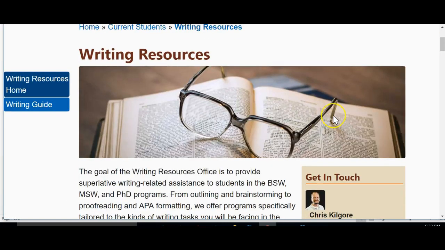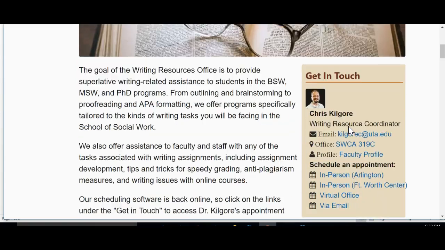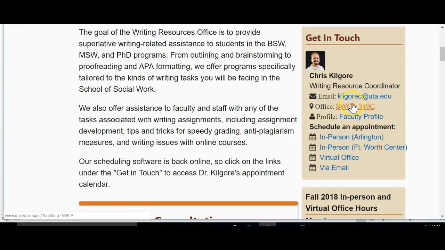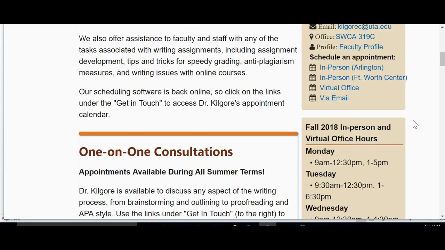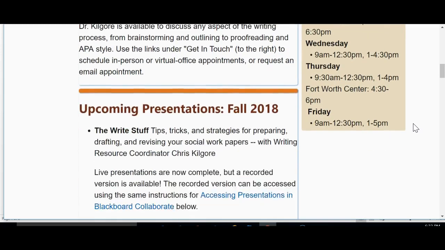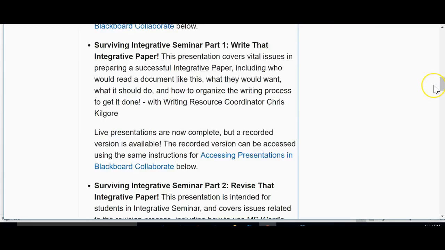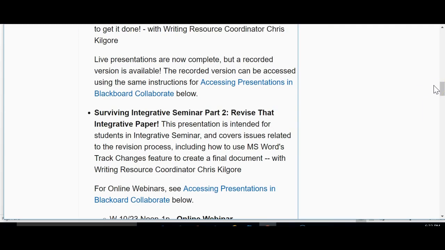And when you get here, this is one of the greatest resources that we have in the School of Social Work. So just backing up a little bit to say that Dr. Kilgore is an amazing help to you and to me as a writing professional. He does one-on-one consultations. He has virtual office hours. He has presentations that he has already posted here online. So I would encourage you to scroll around there.